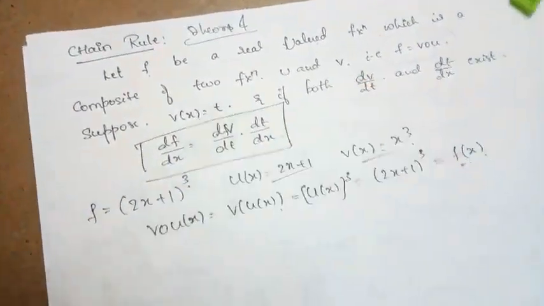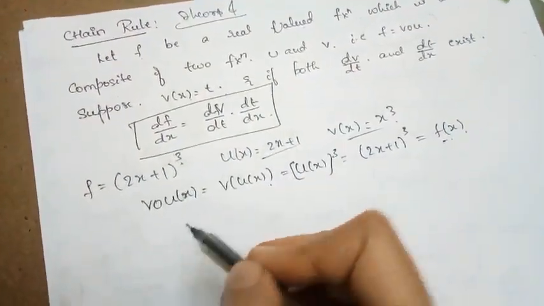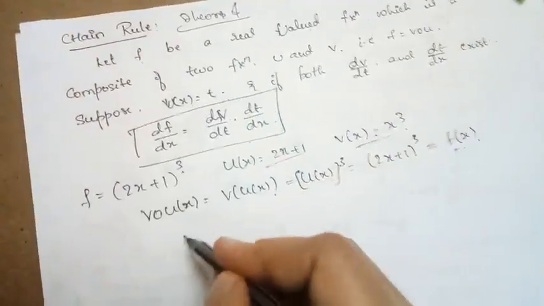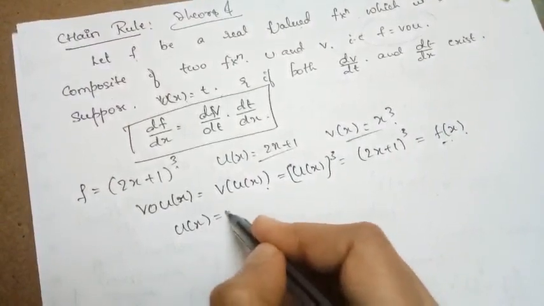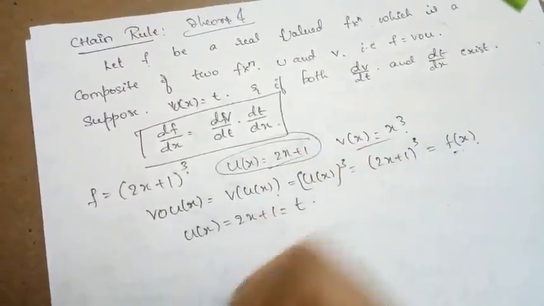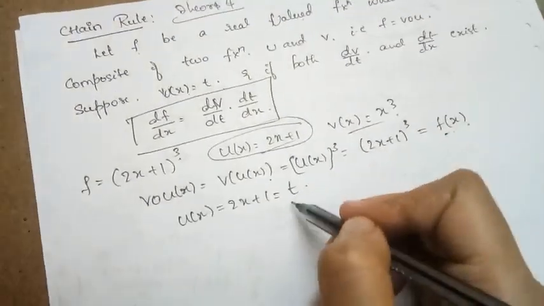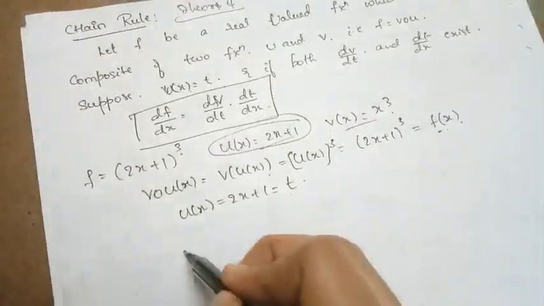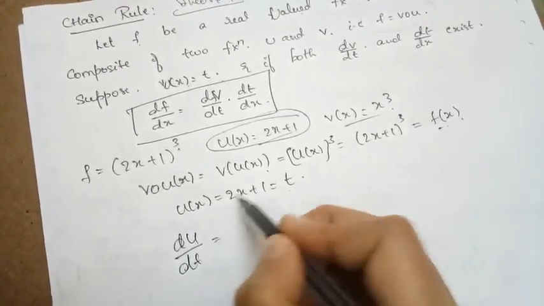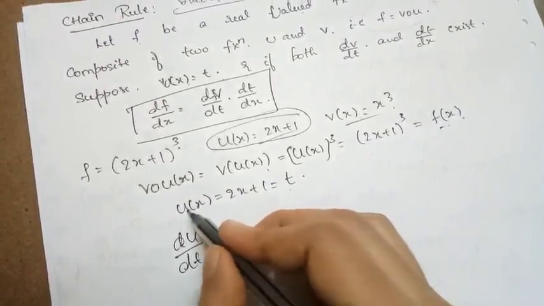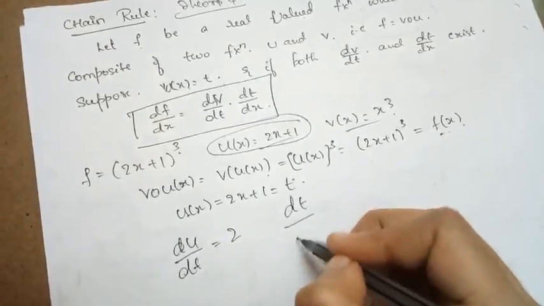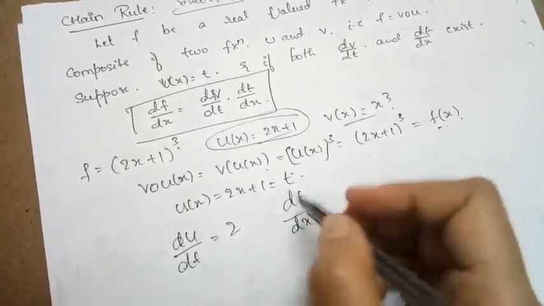Suppose I take u of x is equal to 2x + 1, which is equal to t. I have considered this one as equal to t, right? So if I consider this one as t, what is du by dt here? If I differentiate this one with respect to x, that is 2. And what is dt by dx?